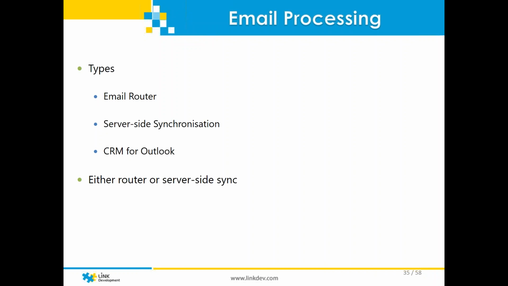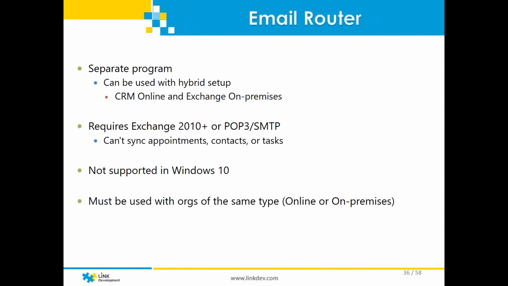Okay, this is a very important part, email processing, and it might be a bit long. Email processing is done using three methods in CRM. One of them is the email router. We have installed it, if you remember, and there is something called server-side sync, and there is the Outlook itself. You can't mix email router and server-side sync. I'll show you why. So let's compare them.